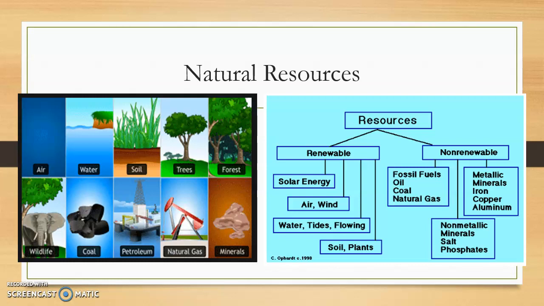We've got renewable ones. Those are ones we can renew. If you renew your magazine subscription, you get it over and over again. You renew these resources, you can get them over and over again. Non-renewable, once they're gone, they're gone. So the renewable ones are air, wind, water, soil, plants. The ones we can't get any more of, once they're gone, they're gone: fossil fuels, oil, coal. It takes thousands upon thousands of years to get any more of those. So if we use them up in our lifetime, we're pretty much done.